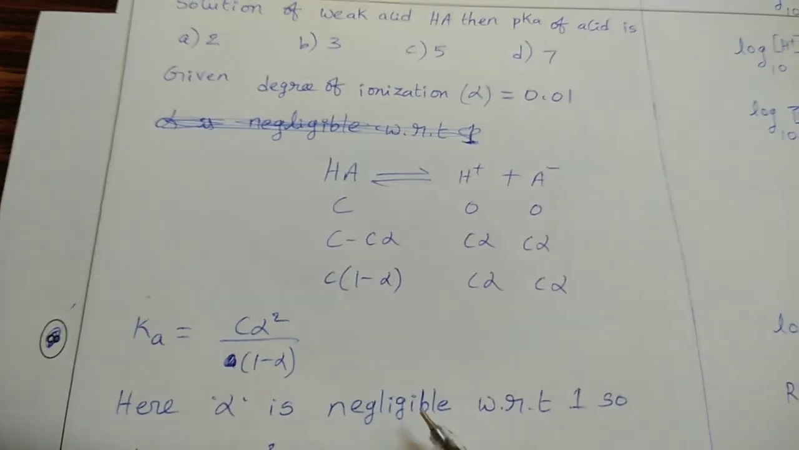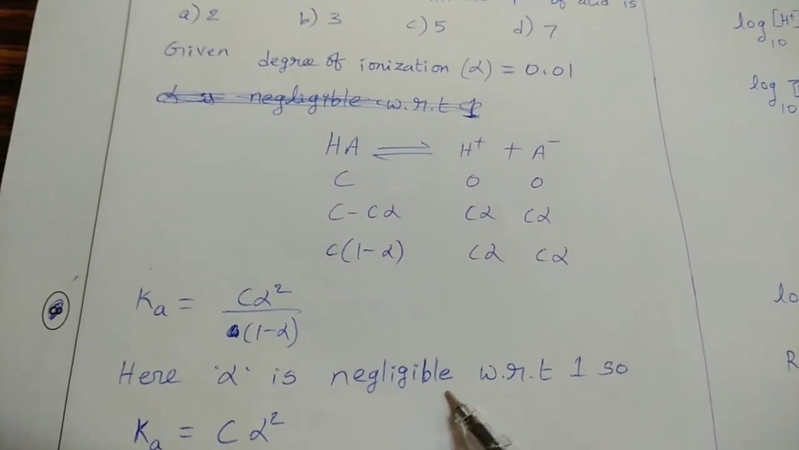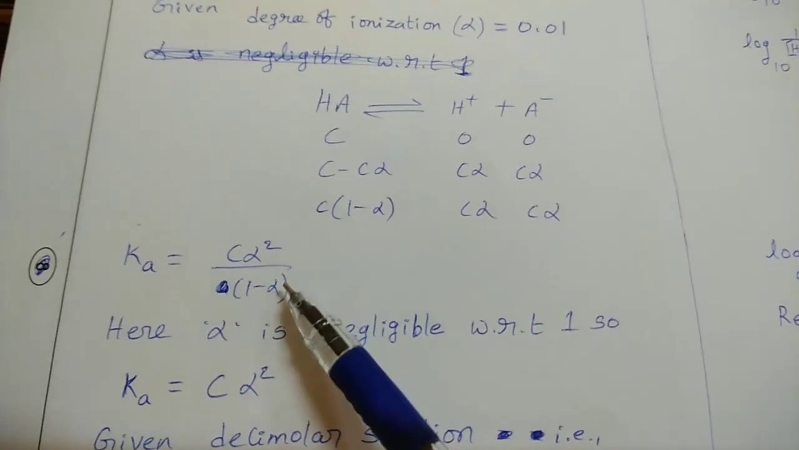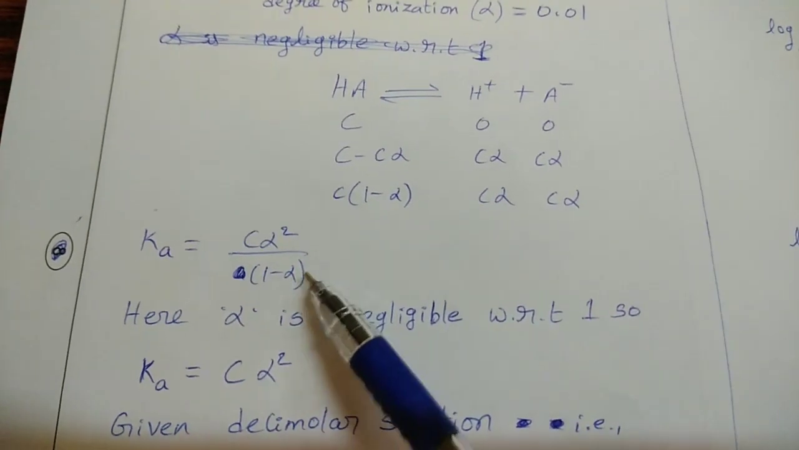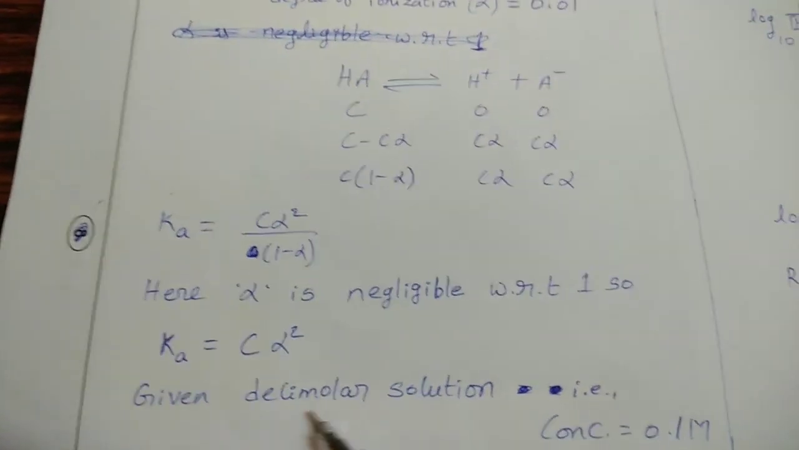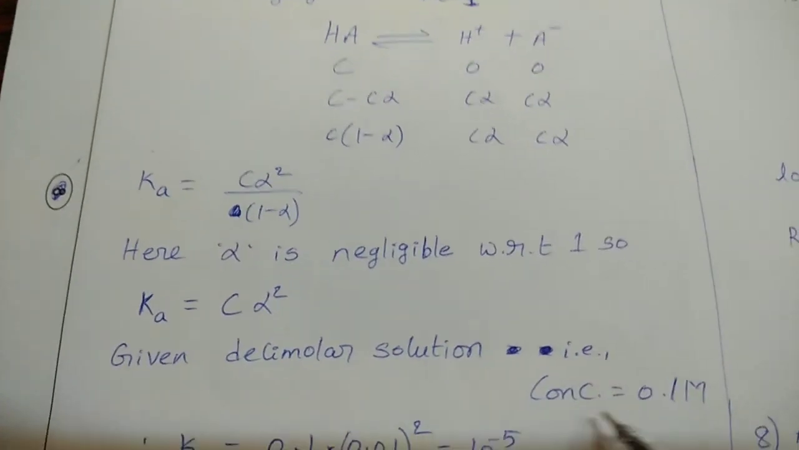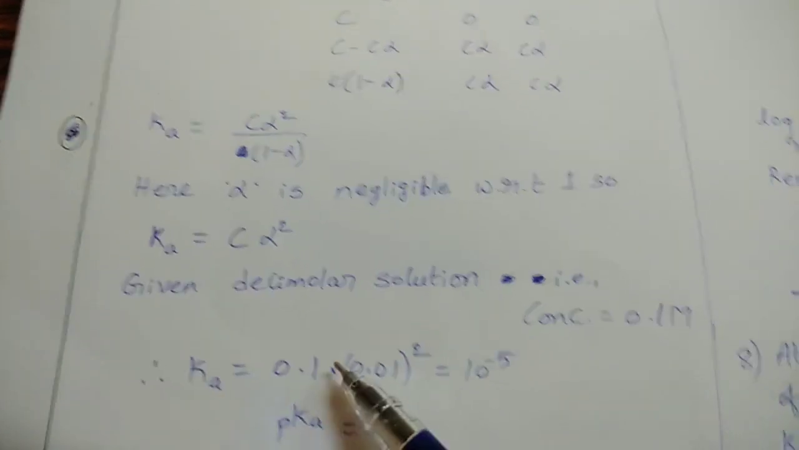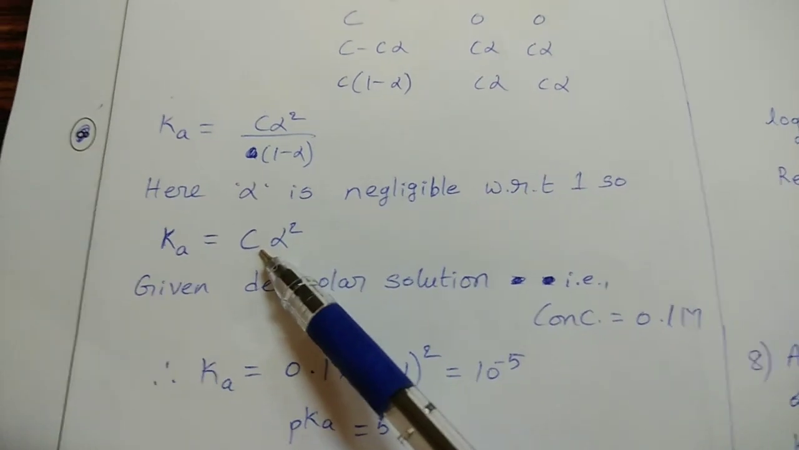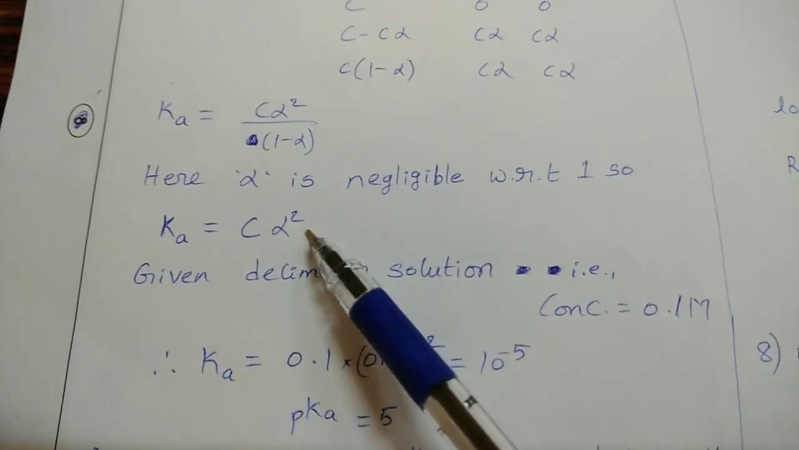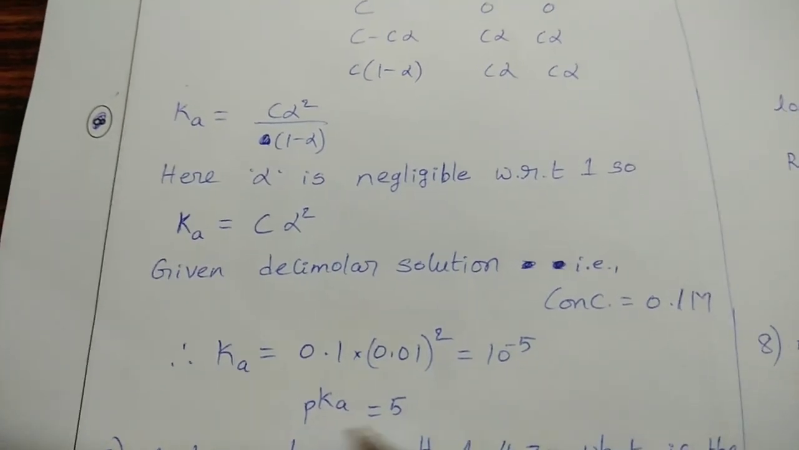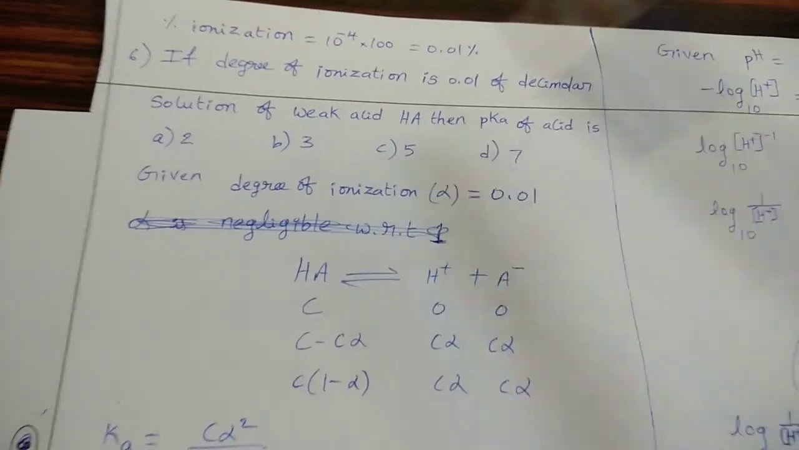The equilibrium constant for weak acid, or ionization constant of the weak acid, Ka equals C alpha square by 1 minus alpha. Here alpha is negligible, because what is the value? 0.01 means very small compared to 1. So alpha is negligible with respect to 1. So Ka equals C alpha square. We can neglect the alpha value in the denominator, then we get this expression. Given decimolar solution, that means concentration equals 0.1 molar. Now therefore Ka equals 0.1 into alpha 0.01 whole square, that equals 10 power minus 5. pKa equals 5. Okay. So what is the option? Option C is the answer.